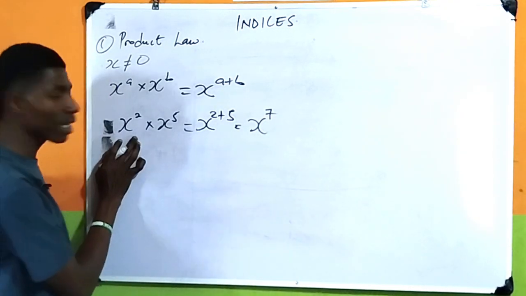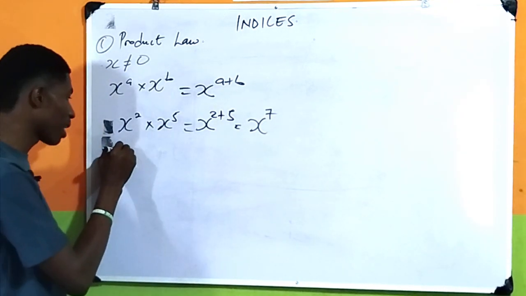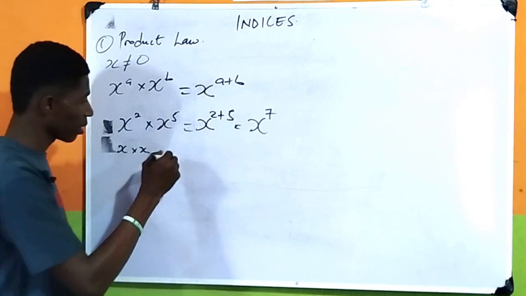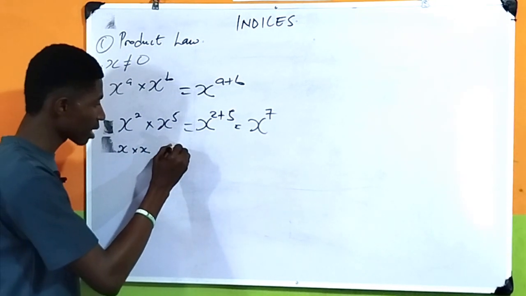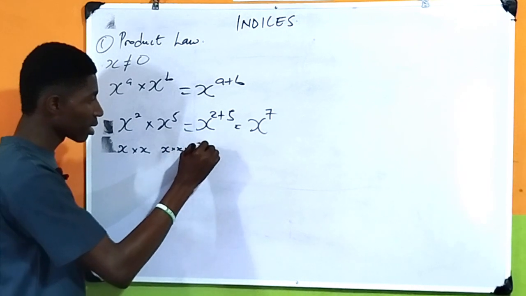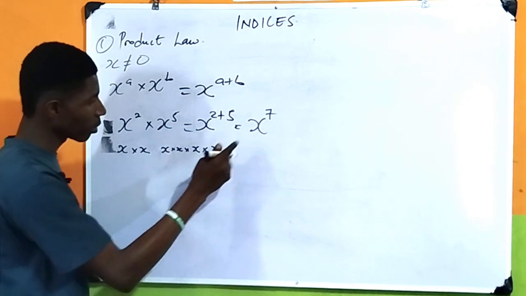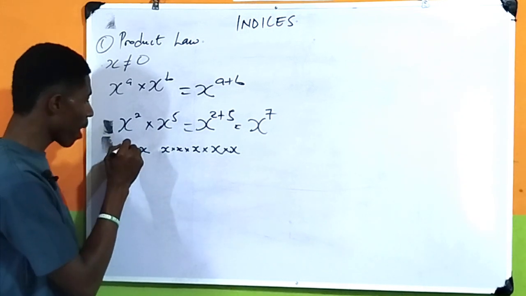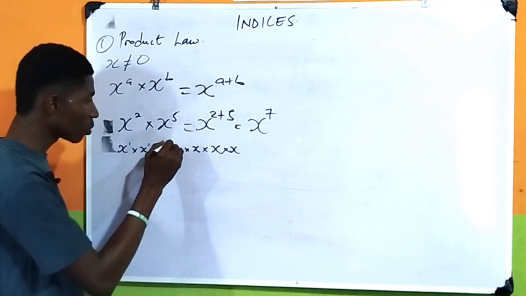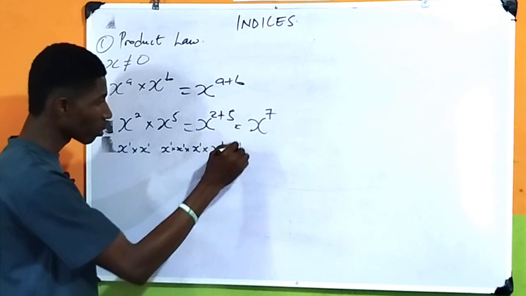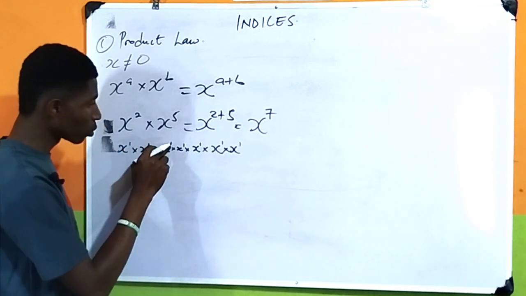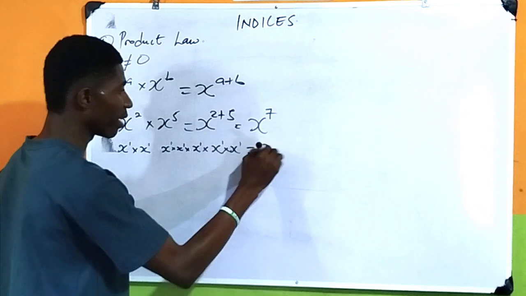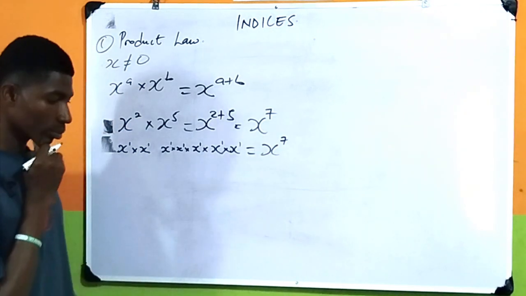Or we can expand x squared, which is what? X multiplying itself twice, and x power 5, x multiplying itself 5 times: x times x times x times x times x. Now we sum up the powers of x. The powers of x here are what? 1, 1, 1, 1, 1, 1, 1. So 1 plus 1, 2 plus 1, 3 plus 1, 4 plus 1, 5 plus 1, 6 plus 1, 7. We have x power 7.